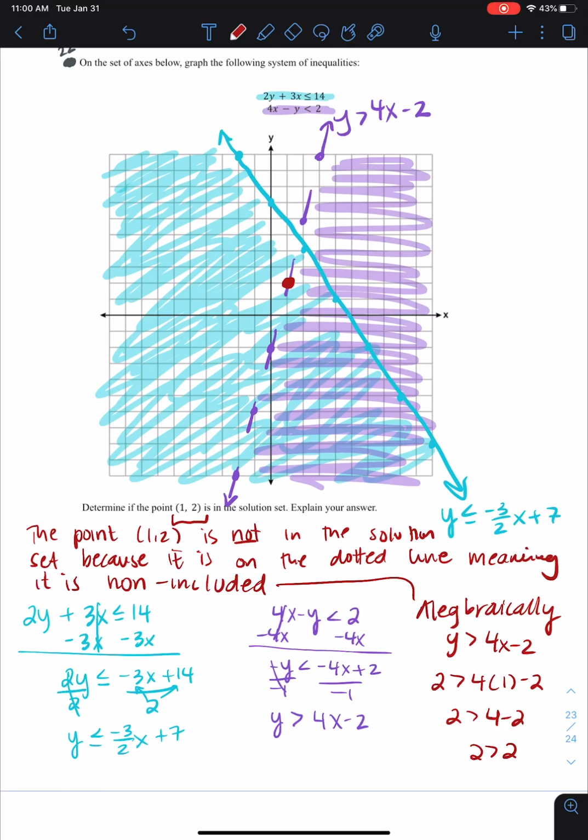If the line were solid, if it included the equal sign, so greater than or equal to, then it would hold true and it would be in the solution set. But in this case, it is not.